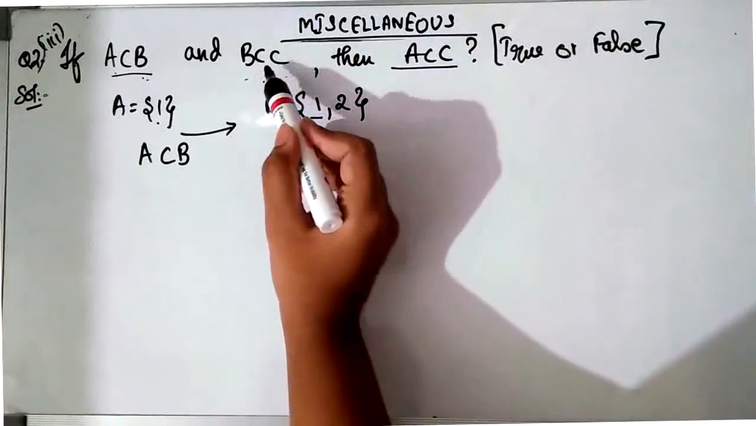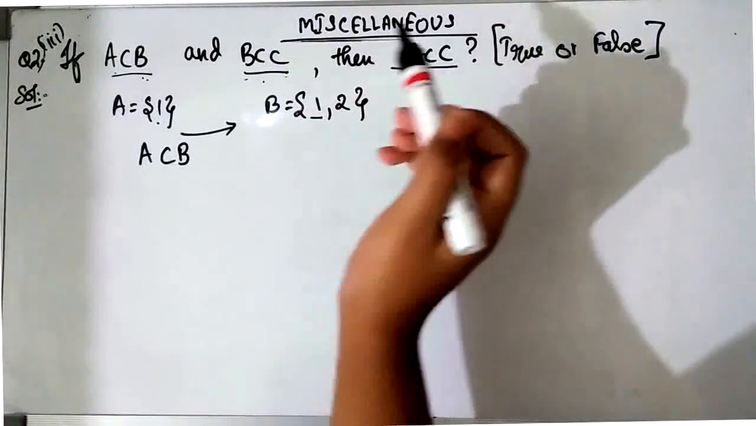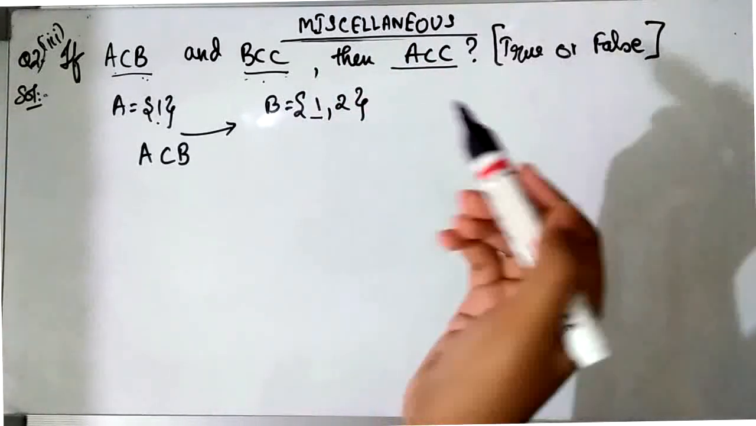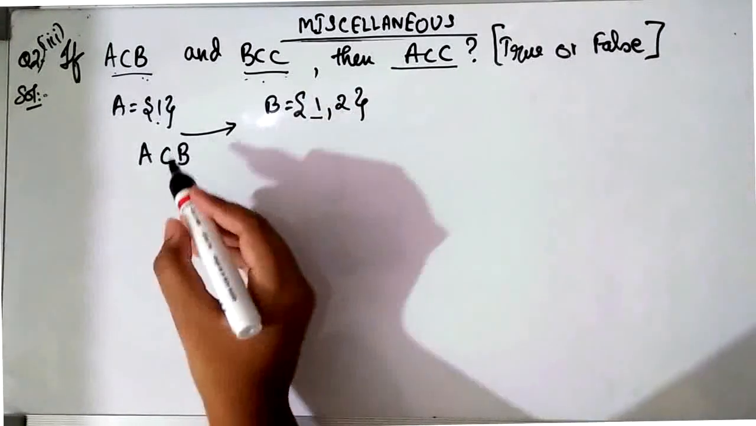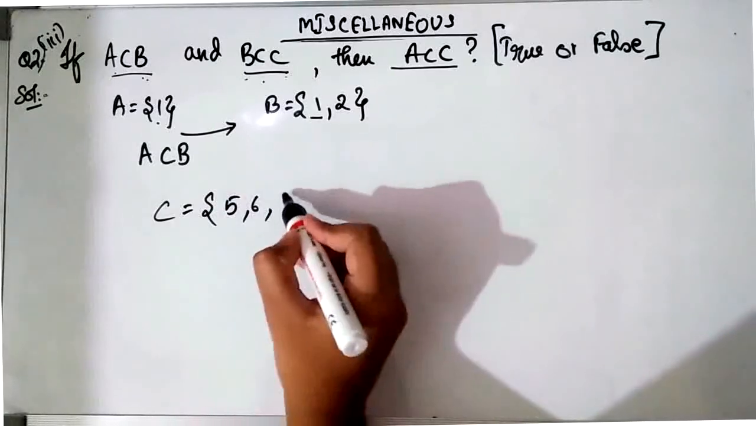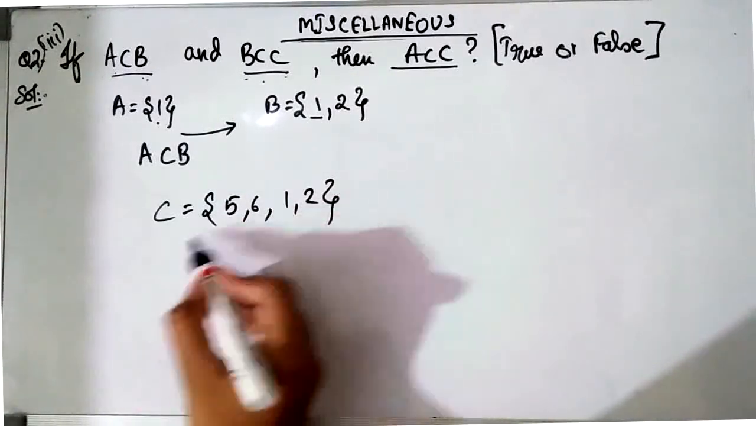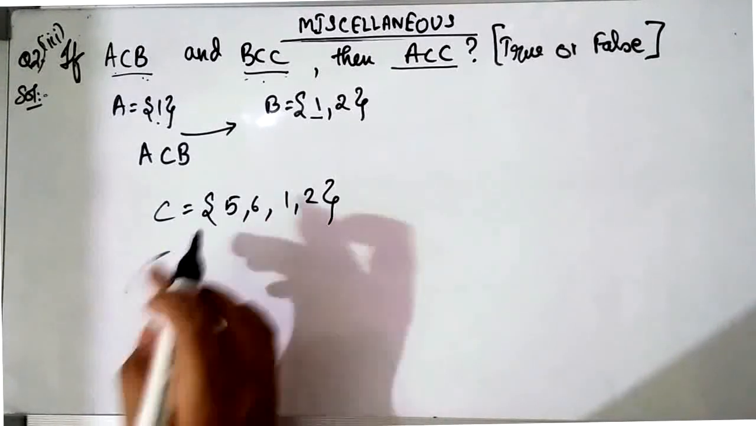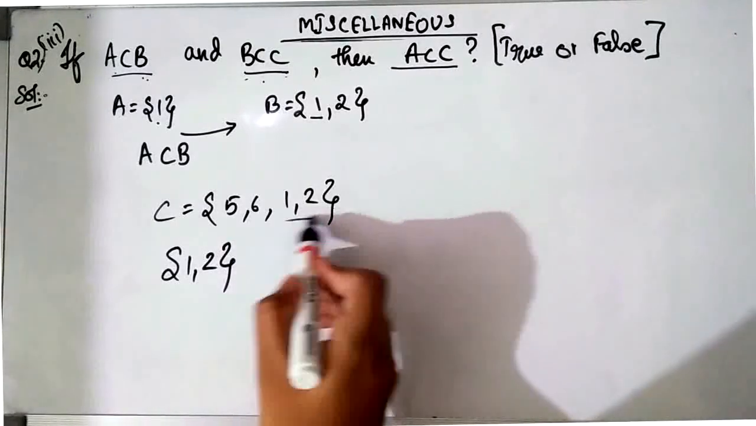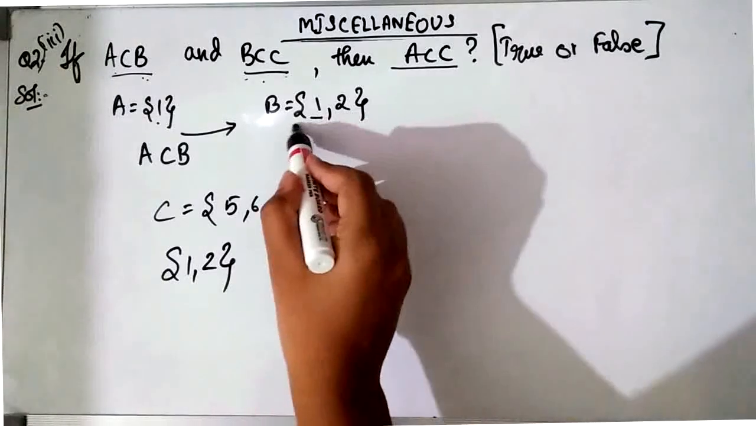Then the second one, we have to fulfill that B is a subset of C. Now this time we don't say that it belongs to, but we say that it is a subset. So let us take C such that 5, 6, 1, 2. Now when you make its subsets, one of your subsets will be in such a way that it will be 1, 2. Okay, now if you check, one of your subsets can come 1, 2, and 1, 2 is nothing but B.